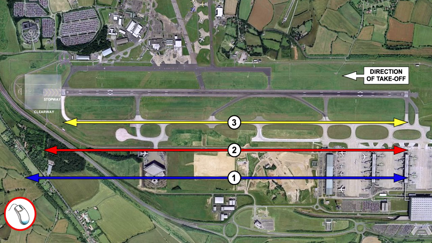In this last part of the lesson on aerodromes, we will test the knowledge you have learnt so far in relation to runway distances. Shown here is a runway with a stopway and a clearway. Which of the labelled distances, number 1, 2 or 3, represents the takeoff run available? Click on the relevant number.